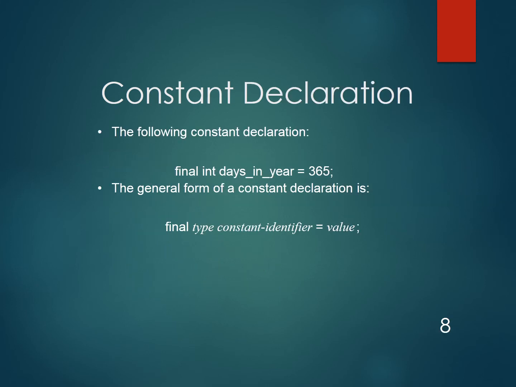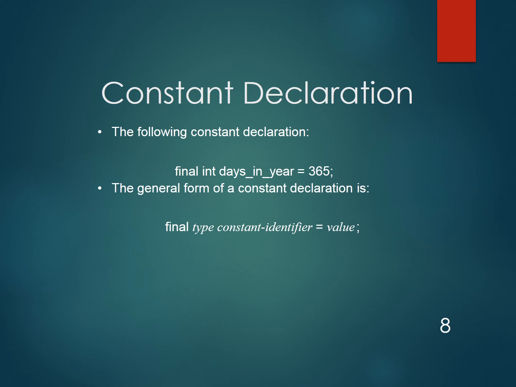How do we declare a constant? The following declaration is final int daysInYear = 365. Mind it, here final is the keyword that is used to declare a variable as a constant. Here int is the data type for the variable daysInYear, 365 is the value of daysInYear, and final tells that this will be used as the fixed value or the constant value throughout the program.